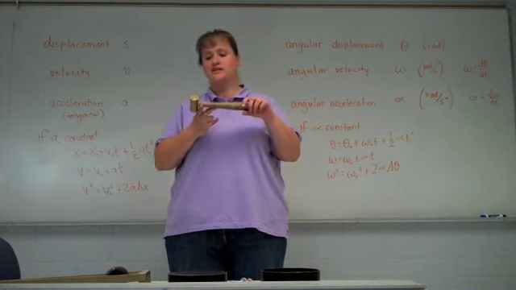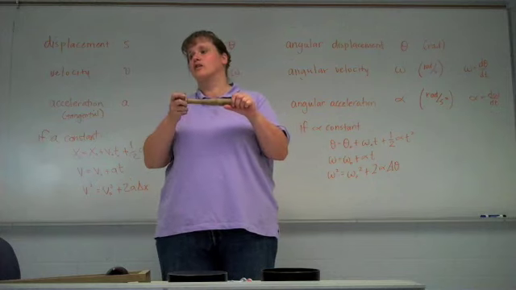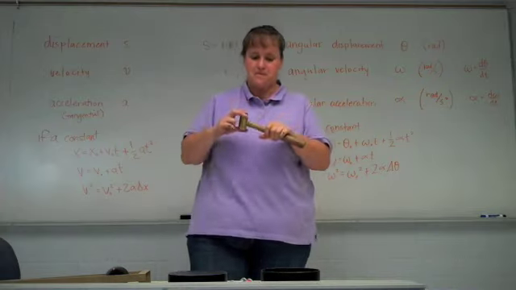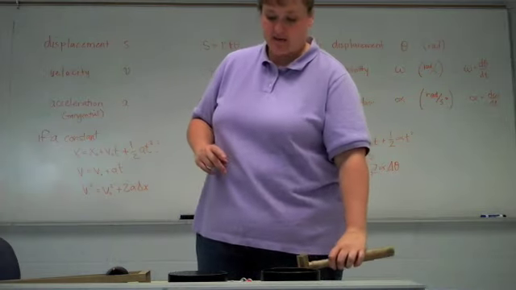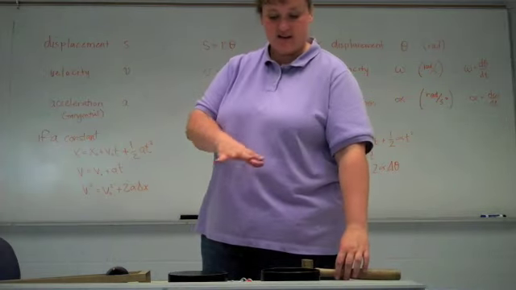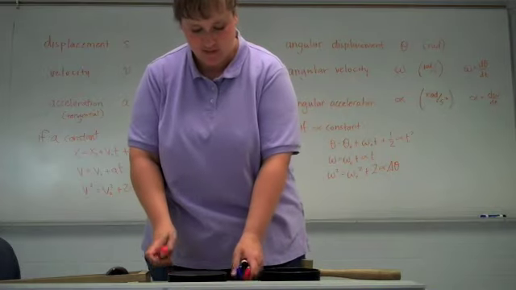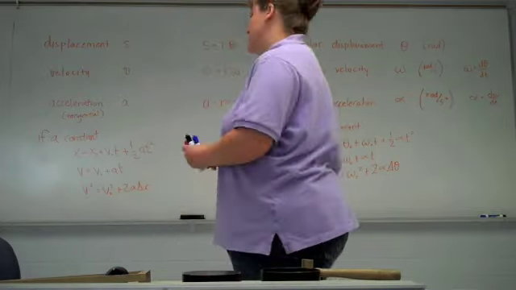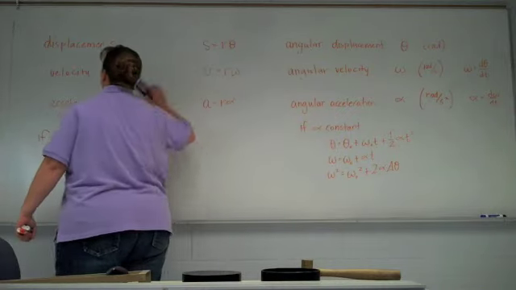What it really boils down to is an equal torque on both sides. And we're going to talk about torque a bit. Okay? To find the center of mass of an object that is not geometrically obvious, you actually have to integrate.